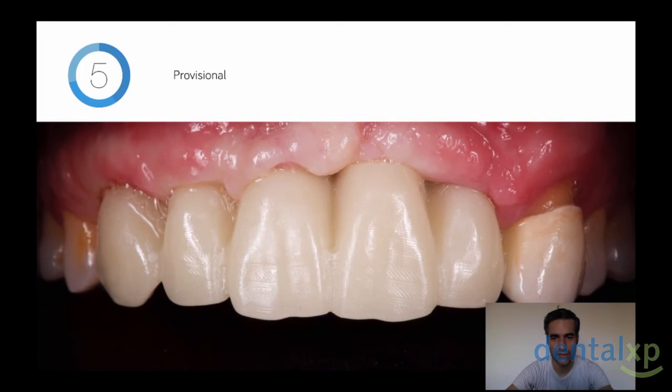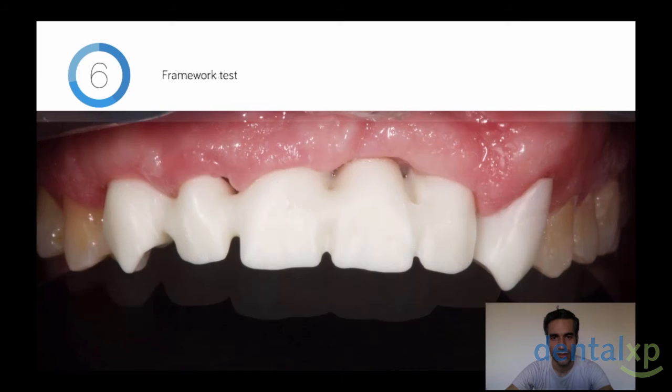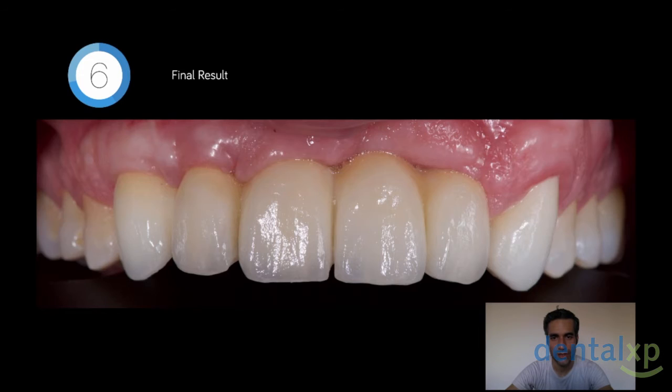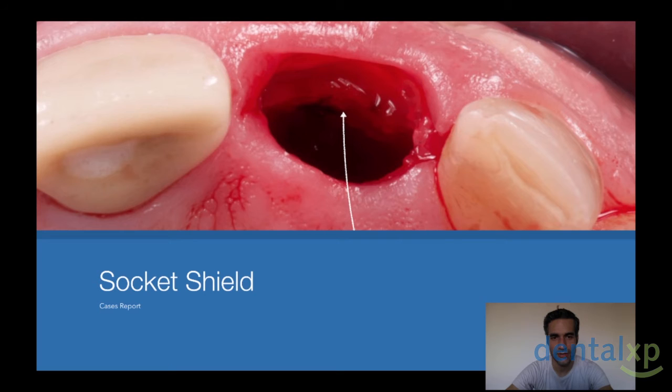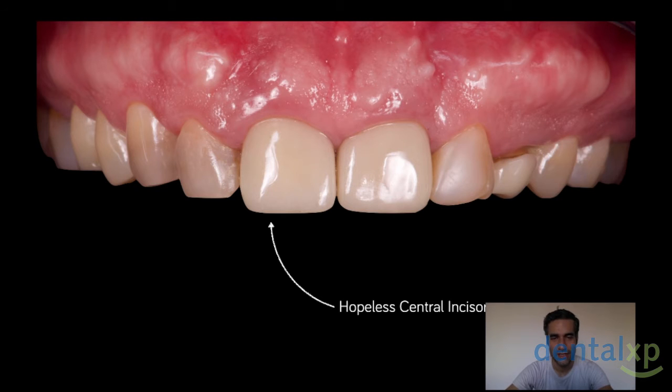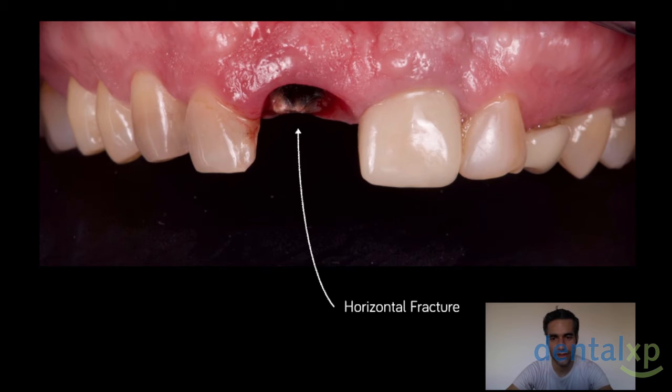We passed from a situation like this to a situation like this one. We test the zirconia framework and we deliver the definitive restoration. So the RCT, we can say that is the father of this technique, the socket shield technique. Okay, the socket shield technique, as you can see, this is a hopeless incisor. We are going to talk a little bit about it.